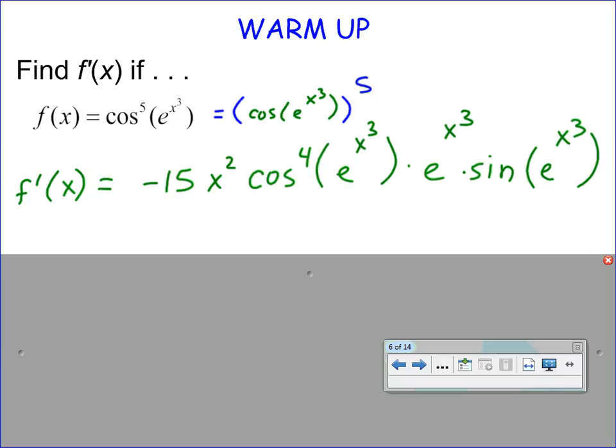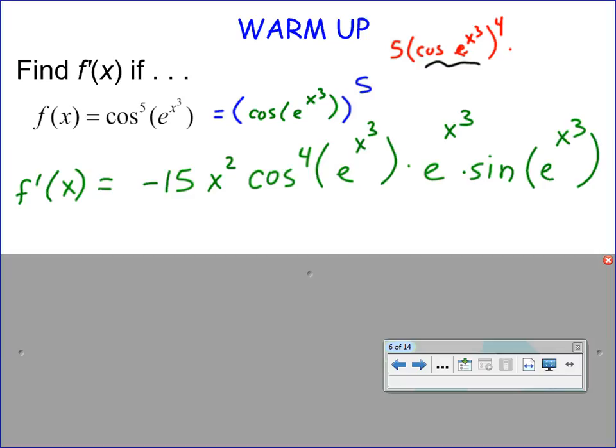So let's do our derivative rules. The derivative of a power function is exponent times the base to the one less, times the derivative of the base. Well, the base is itself a composite function. That's the ugliest e I've ever seen in my life. I apologize for having exposed you to it.